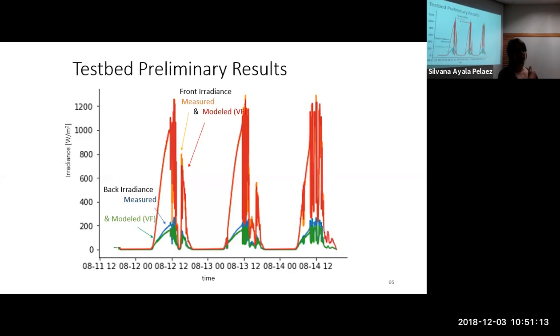So, I'm just trying to understand your plot here a little bit better. You have model, view factor, and measured. So they're sort of close. And the red curve is the measure and model, but for the front. So this is comparing the front irradiance and the rear irradiance. Yeah.